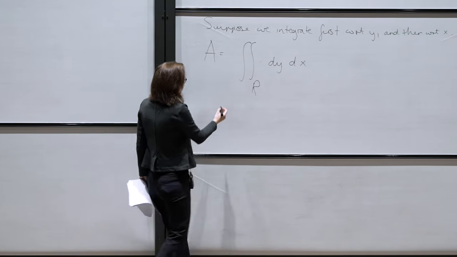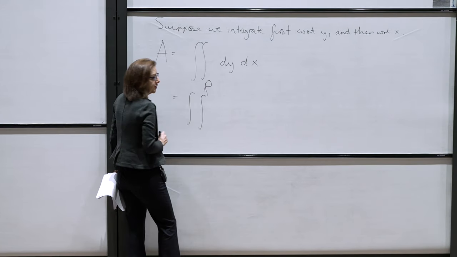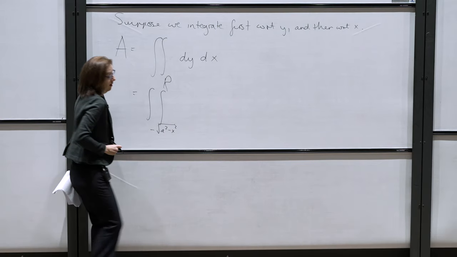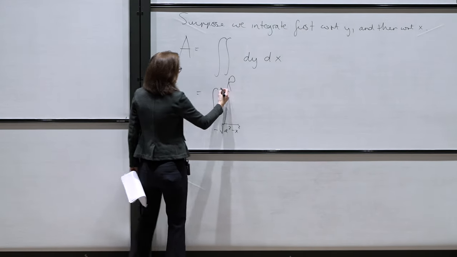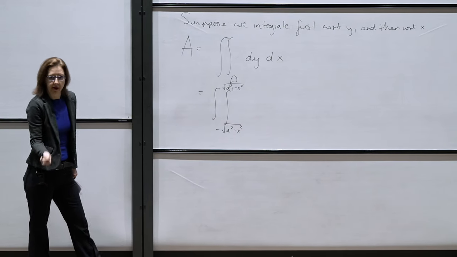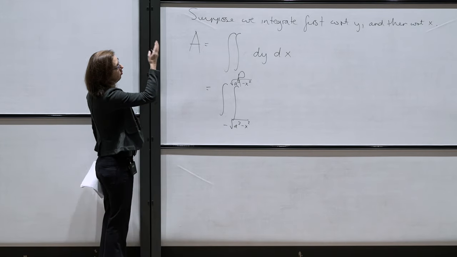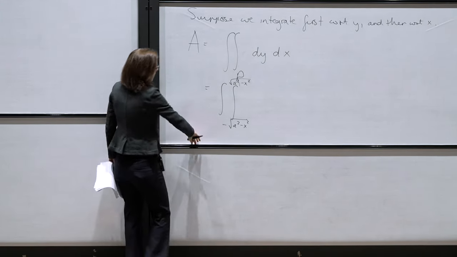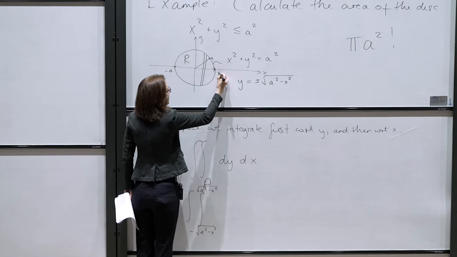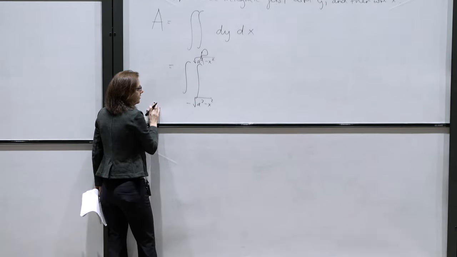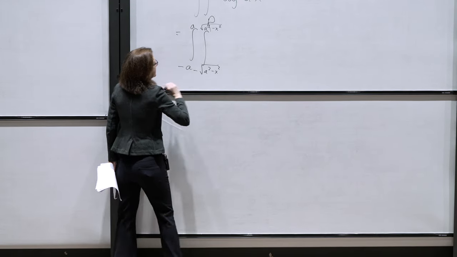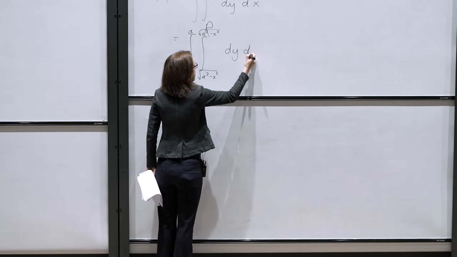Okay, so how do I write that? So we're integrating first with respect to y, so we know that the lower limit is minus the square root of a squared minus x squared, and the upper limit is plus the square root of a squared minus x squared. So that's going bottom to top. And then I need to do all the vertical slivers and sum them all up. And so over here we have x is minus a, and over here we have x is plus a. And so to add those slivers up, I need to integrate between minus a and plus a, dy dx.